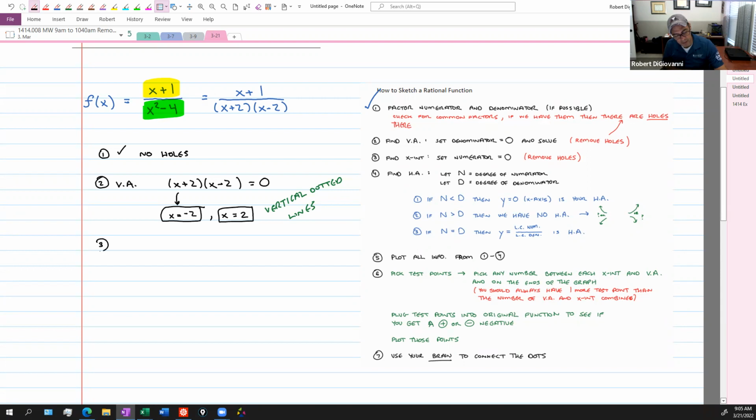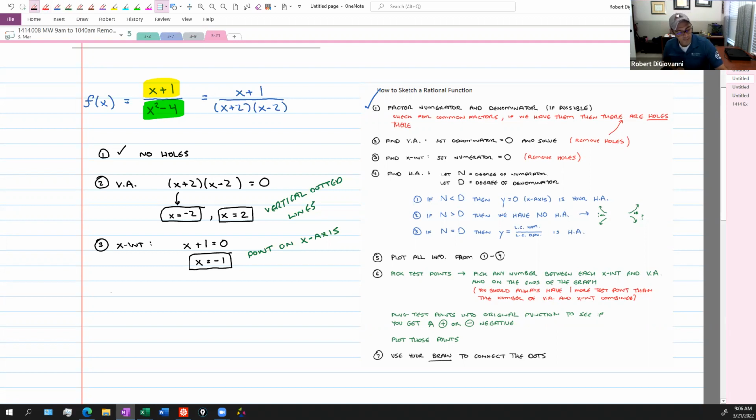Okay, third step is to find the x-intercepts. To do that, we set the numerator equal to 0. So we set the top equal to 0. That's just x is -1. So this is actually a point on the x-axis. It's important for us to understand that at -1, we will have a point on the x-axis that's part of our graph. This is the only point that can ever be on the x-axis. We cannot have any other x-intercepts. This is the only one, all right?